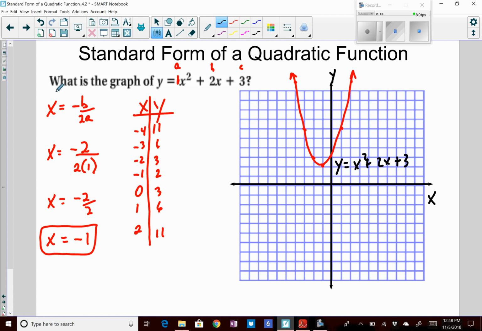Starting with the equation, coming up with the x-coordinate of the vertex, right? Because here's our vertex right here. Creating the table of values, plotting all the points, and then labeling everything. So we have our graph of y equals x squared plus 2x plus 3.